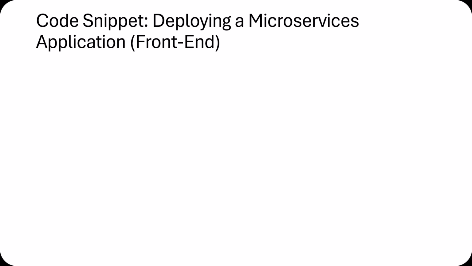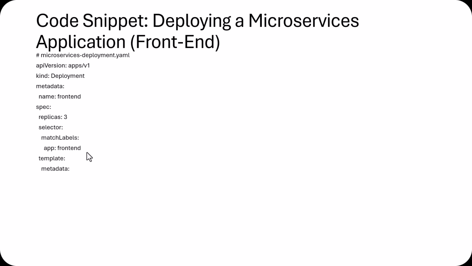Now we'll see a course snippet of deploying a microservice application, and we'll see the front end first and then the back end. So this is the YAML file that I will be creating on Visual Studio Code, and I will actually go through this markup first before showing everything on Visual Studio Code.